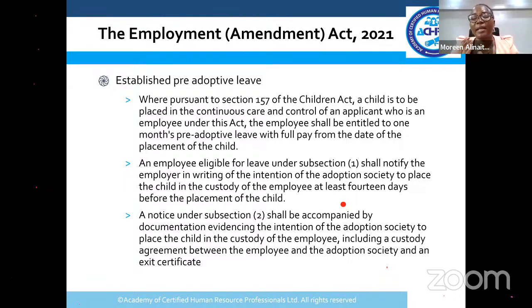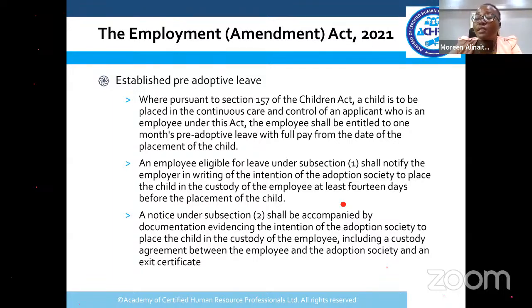The letter must come with the evidence of intention for the adoption society to place the child in the custody of the employee. And there must be an agreement, because they are not going to just give this person the child for the whole month. No, there's an agreement. The person is supposed to report to the adoption society. Maybe after a week or 2 weeks, there's normally an agreement to check on the child. And then there is an exit certificate.